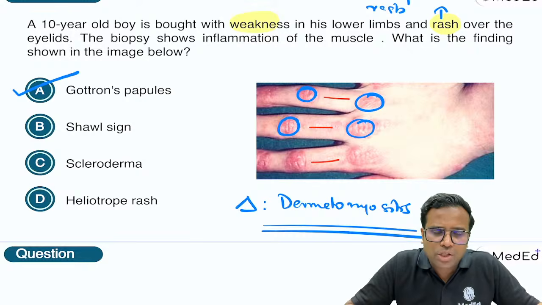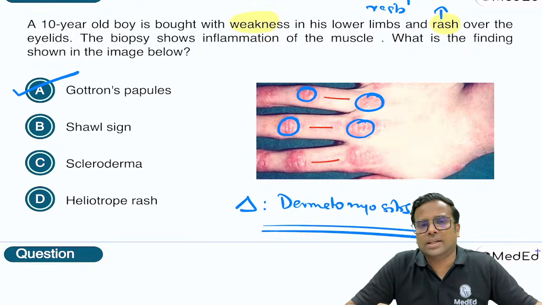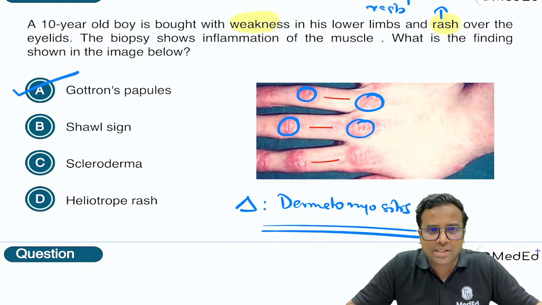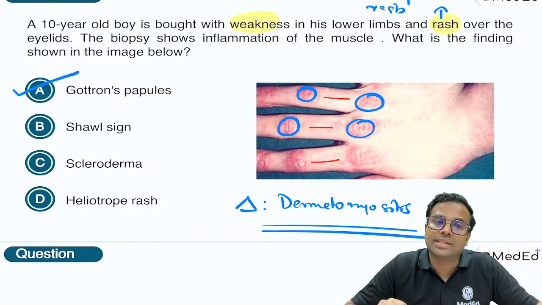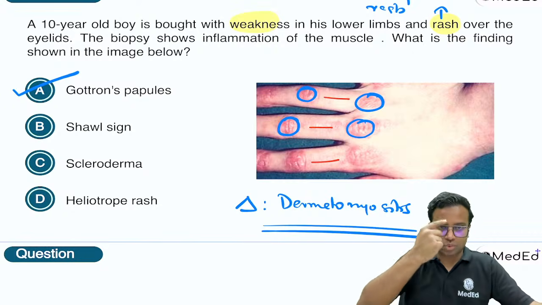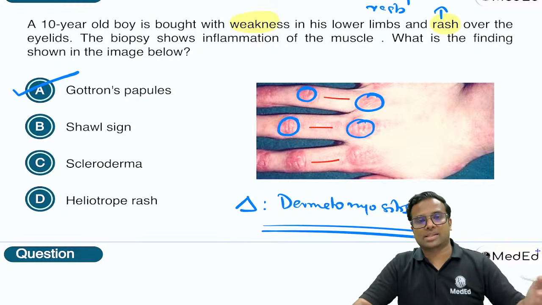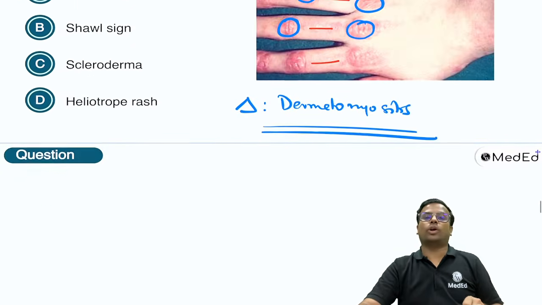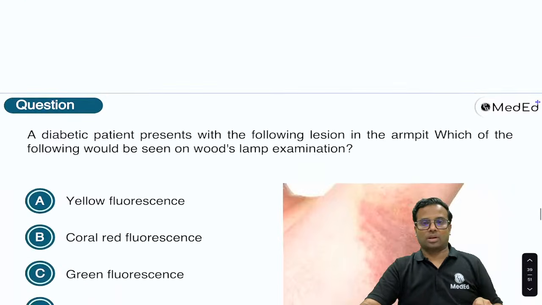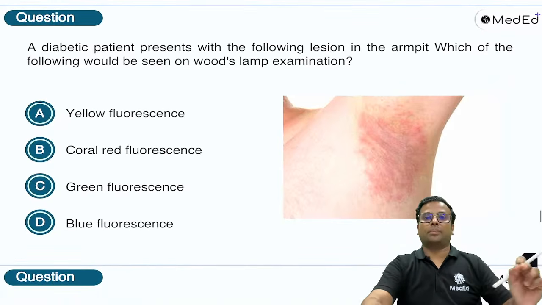So the other option, Shawl sign, is also seen in dermatomyositis. Scleroderma is a separate disease by itself. Heliotrope rash is what you can see around the eyelids. So here the correct answer should be Gottron's papules. So let me move further.